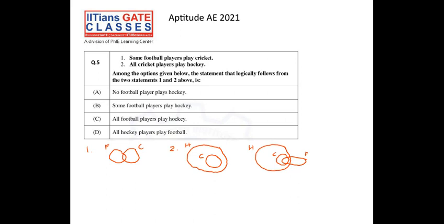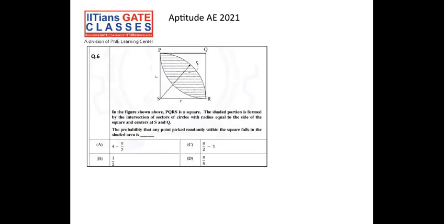Now we just need to verify the options. No football player plays hockey. That's not true. Some football players will be playing hockey. So this is not true. Some football players play hockey. This is true. All football players play hockey. That is not necessarily true. And all hockey players play football. This is also not necessarily true. So only option B is true, and that's the correct option.